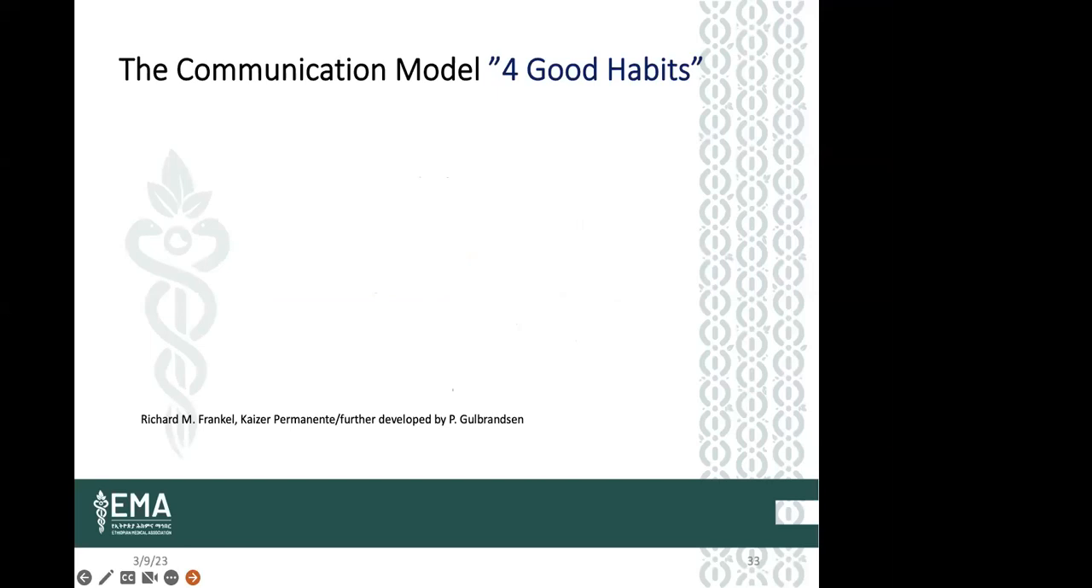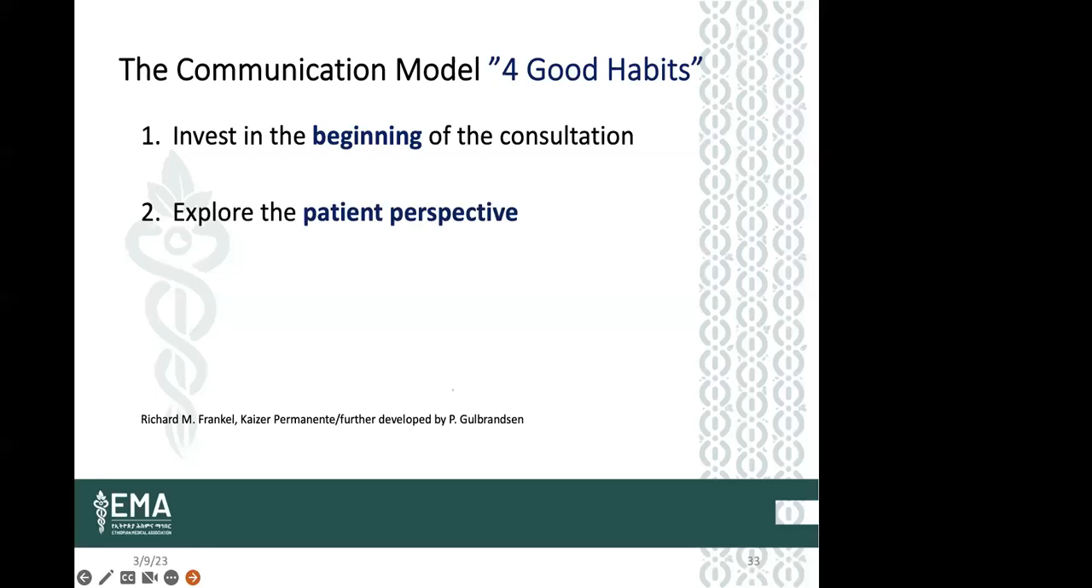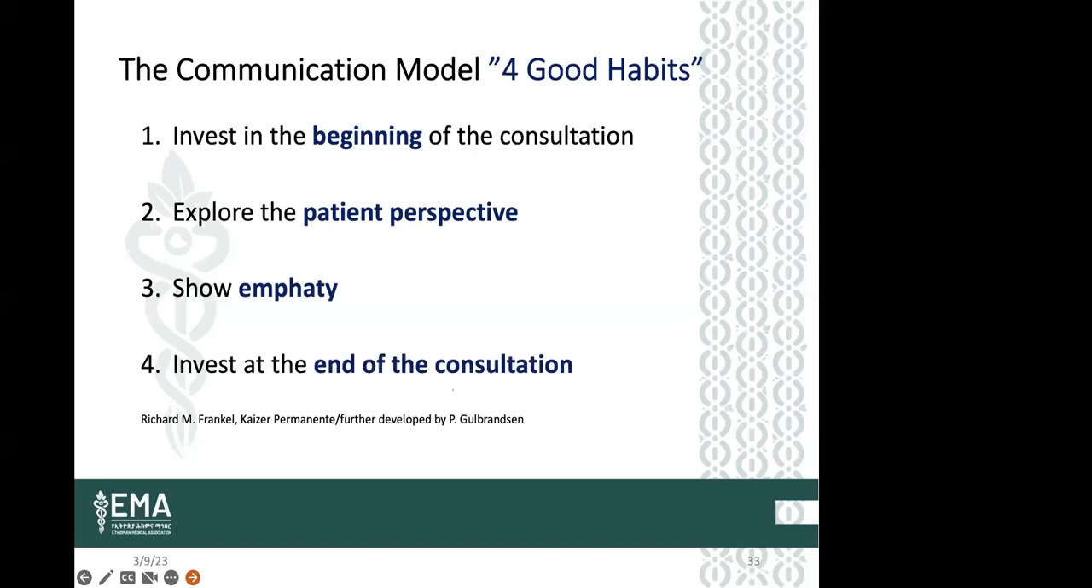There are certain tips that we use whenever we encounter patients. There are many, but this is what I have chosen based on my previous experiences, these 4 good habits. I hope some of you are well aware. The first requires you to invest in the beginning of the consultation. The second one is to explore the patient's perspective, then show empathy, and invest at the end. If you use these 4 principles to communicate whenever you have individual or group encounters in the medical field, then you can achieve good communication. So try to exercise these possibilities.